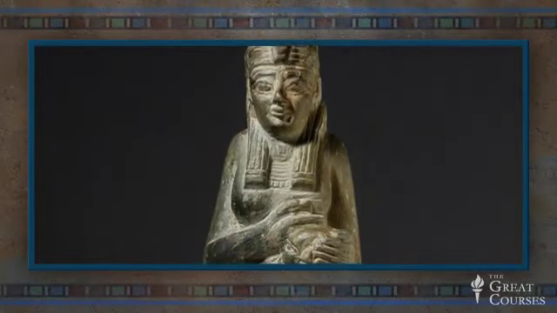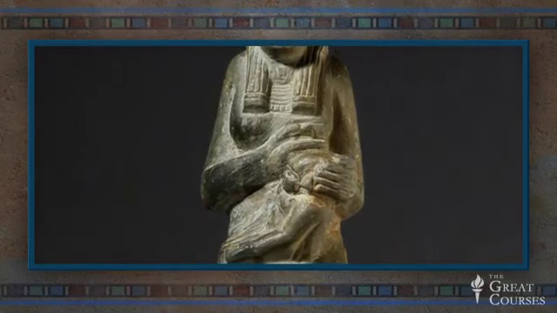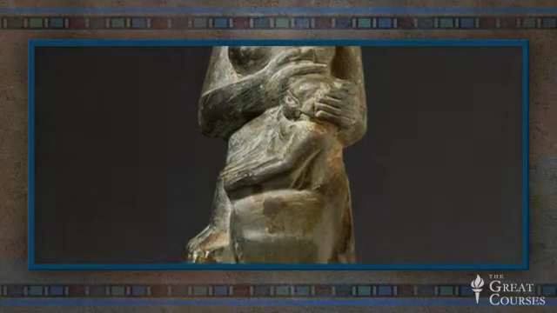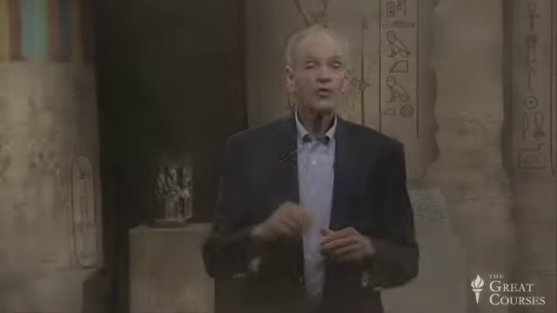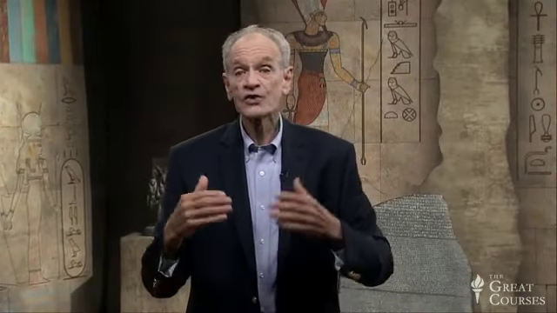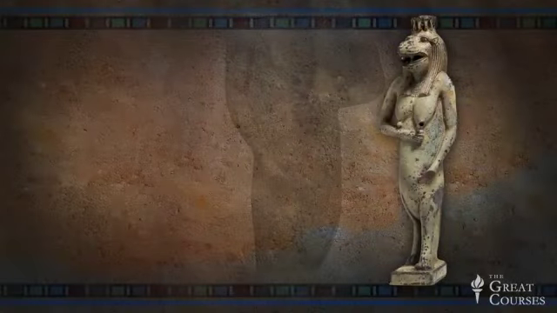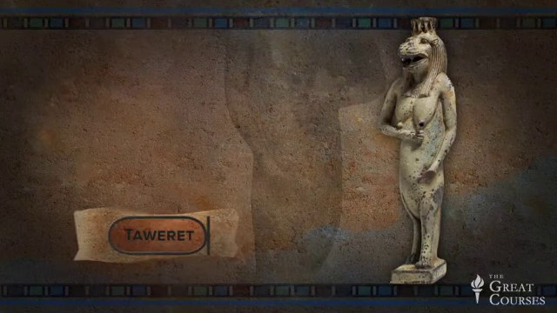While many amulets protected both the dead and the living, some amulets were used only by the living. If you were pregnant, you might wear an amulet of Isis suckling her infant son Horus. Christianity later borrowed this iconography and transformed it into the Madonna and child motif. Osiris, Isis's husband, was the god of the dead, so you wouldn't wear an amulet of him. There was, however, another popular amulet for pregnant women, the goddess Taweret.